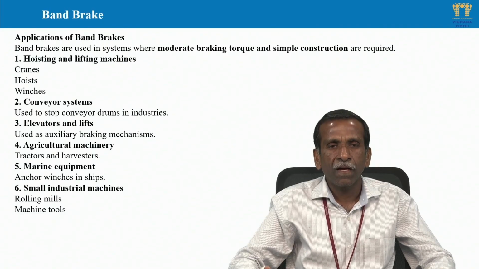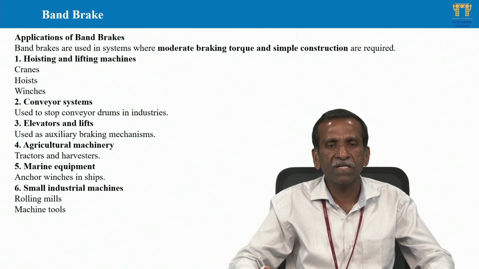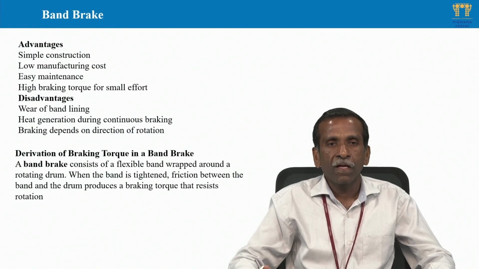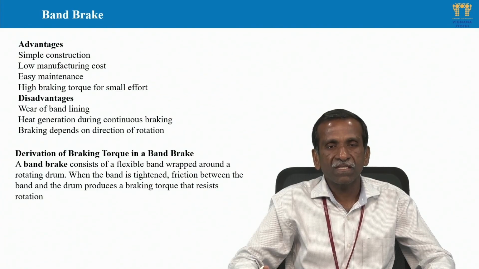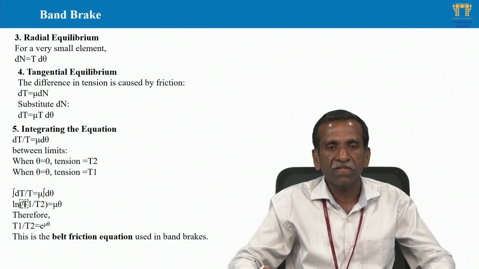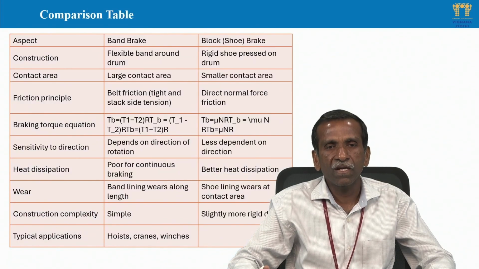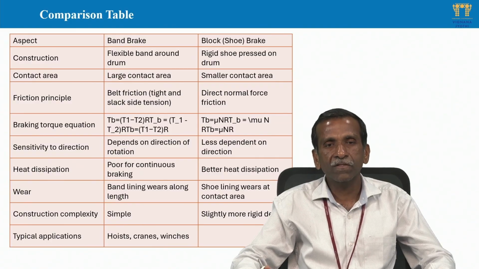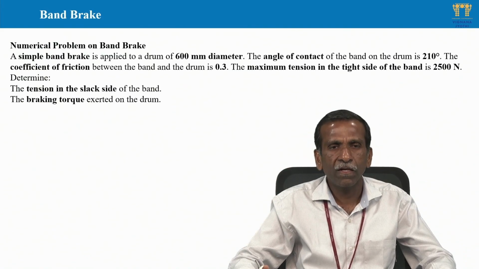Coming to the applications, we have seen conveyor systems, elevators and lifts, agriculture machinery, marine equipment and small industrial machines. The advantages and disadvantages were also discussed at length. We have seen how to derive the tension ratio as well as the braking torque, and the difference between band brake and block shoe brake. Now we will take a small exercise problem on band brake.